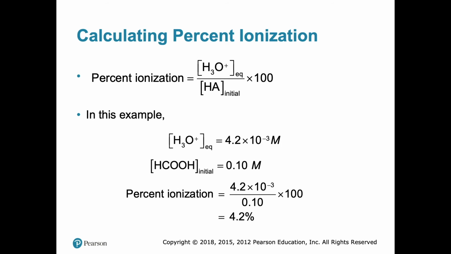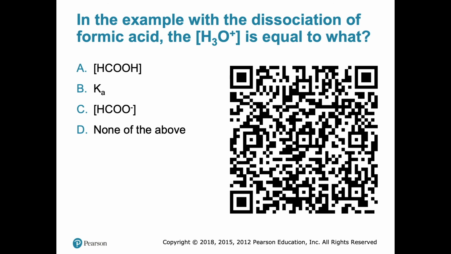So it's super easy to figure out the Ka of the acid in an acid-base problem, and figure out the percent ionization, just by knowing what? The pH and the original concentration. So, real quick here, next question. In the example with the dissociation of formic acid, the H3O concentration is equal to what?